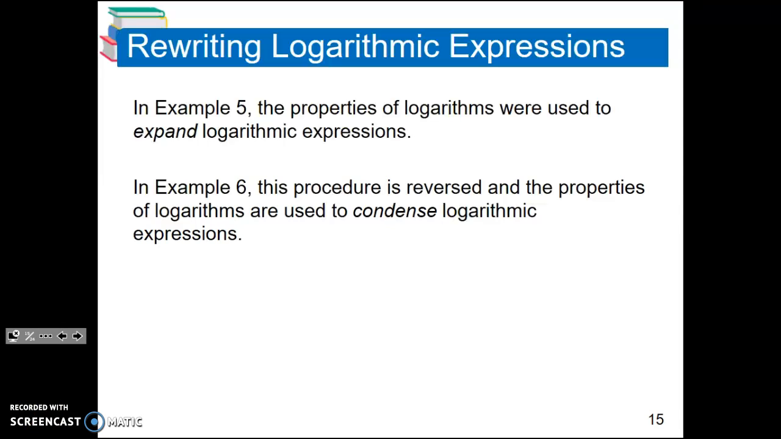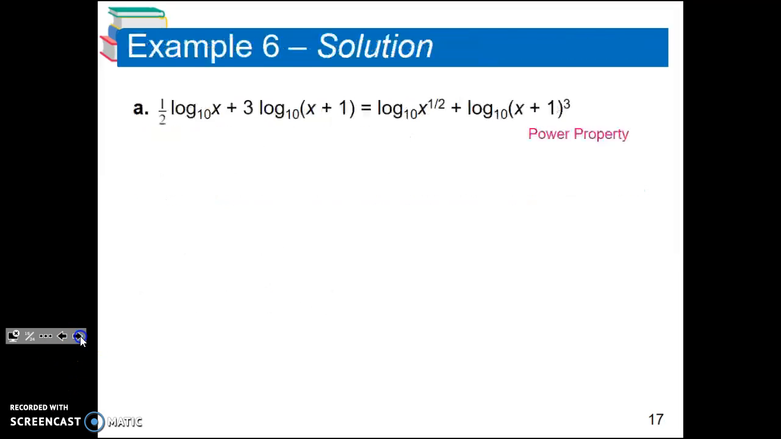So right now we're at the middle of page 205. It says in example 5, properties of logs were used to expand log expressions. In 6, the procedure is reversed and the properties of logs are used to condense. So we can either expand or condense.